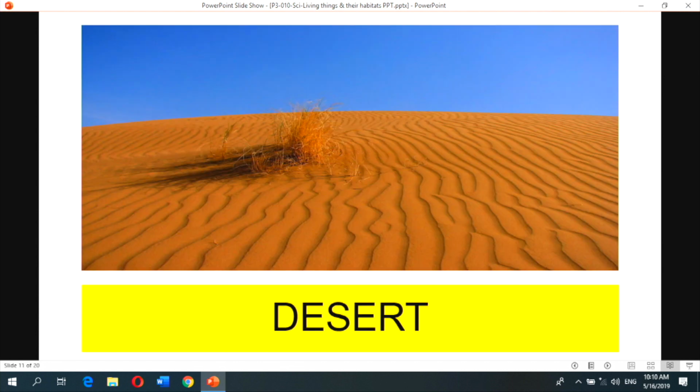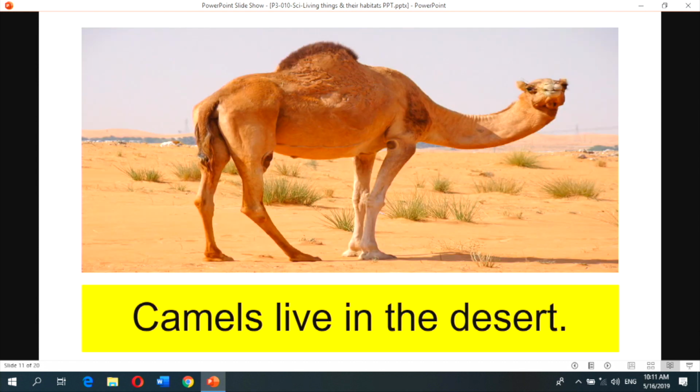How about this word? Desert. How do you know it's the desert? Can you see any water? No. What can you see? Sand. Desert is just lots of sand. Now, any ideas? What type of living thing lives in the desert? Excellent answer. Camels live in the desert. Very good answer. You know it's a camel because camel has a hump on its back. So one more time. Camels live in the desert. Very good.